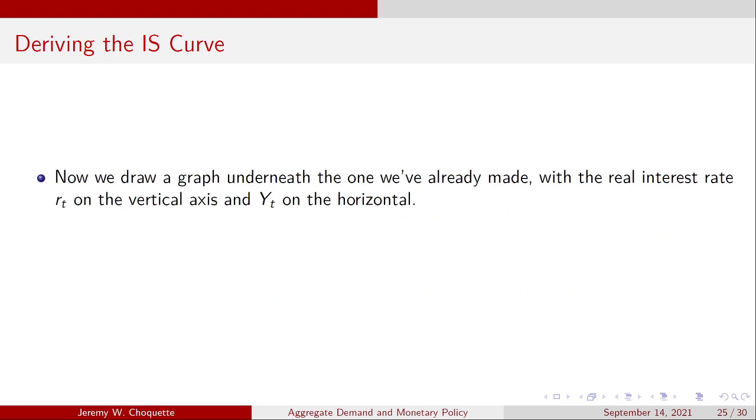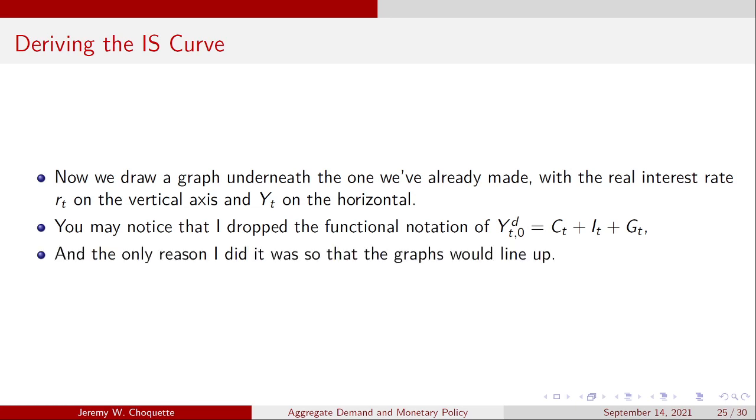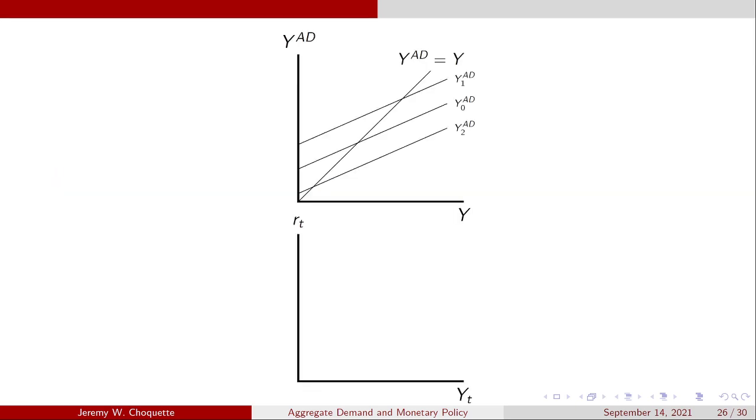So we're going to draw a graph underneath the one that we made, with that little 45-degree angle and the planned or desired expenditures crossing. We're going to draw a graph directly under that with the real interest rate on the vertical axis and Y on the horizontal. Now, I'm dropping the functional notation of this YAD equals C plus I plus G because I want the stuff to fit on the graph so the graphs line up. So this is what we get.